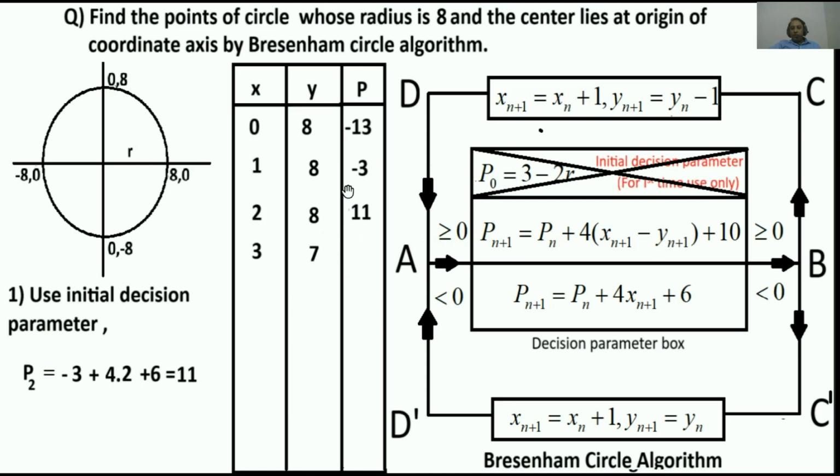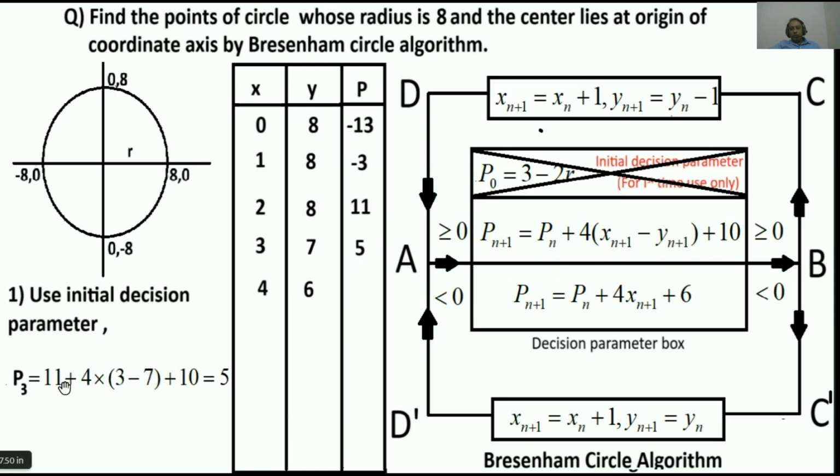Now we have to find the next decision parameter formula. In case the previous decision parameter was positive, then you have to use the formula above AB, that is Pn plus 1, the next decision parameter, equals Pn plus 4 into (xn plus 1 minus yn plus 1) plus 10. Putting the values, in place of Pn it will be 11, and 4 into (3 minus 7) plus 10 gives 5. So we are getting a positive answer.